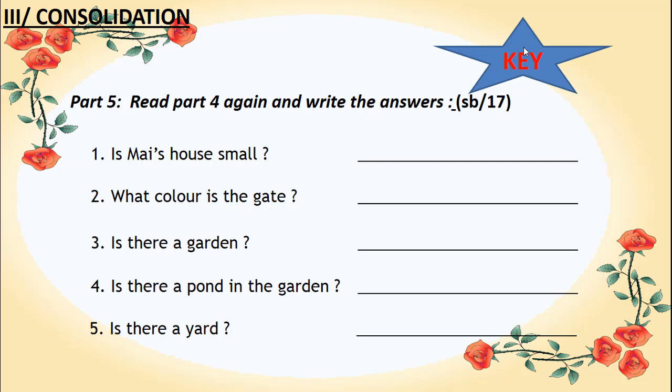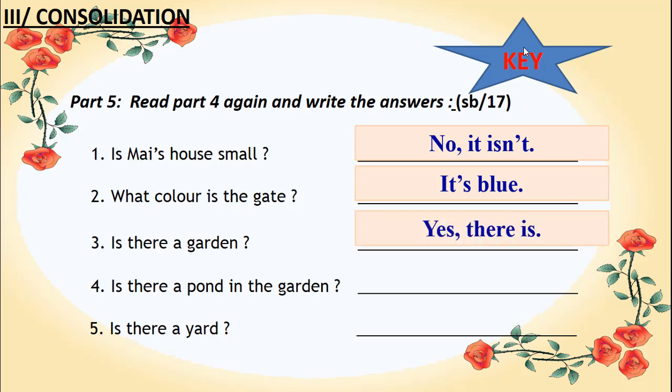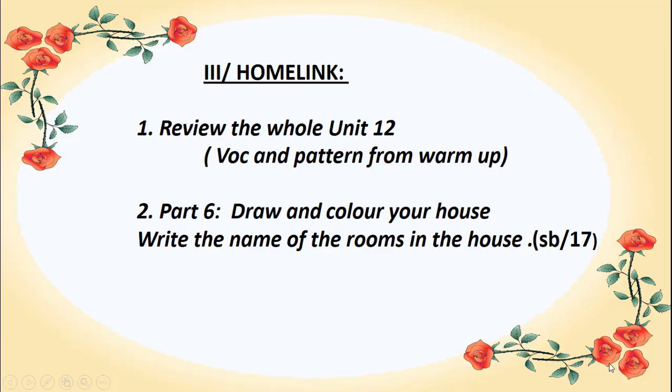Check your answers here and practice asking and answering the questions about Mike's house. Number 1. Is Mike's house small? No, it isn't. 2. What color is the gate? It's blue. 3. Is there a garden? Yes, there is. 4. Is there a pond in the garden? Yes, there is. Is there a yacht? No, there isn't. We have just reviewed the whole unit 12.